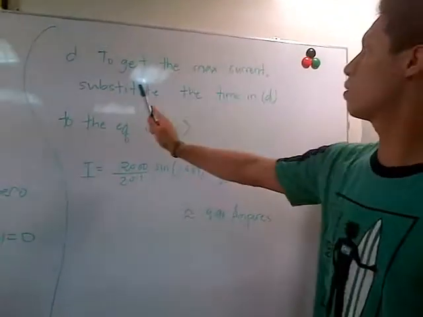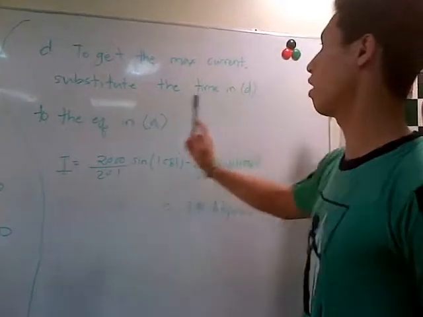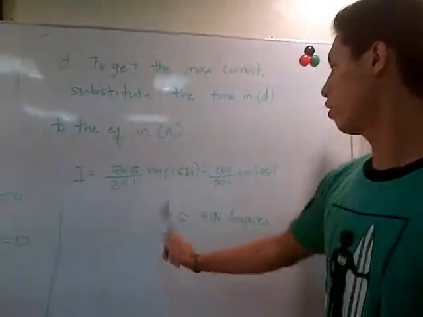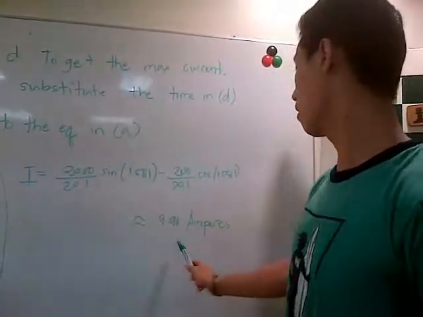For the maximum current, substitute the time in D into the equation in letter A. Then you'll get the value of 9.96 amperes.